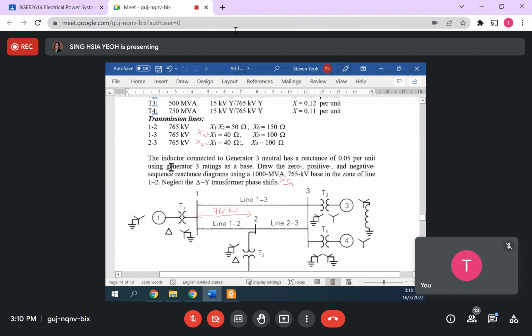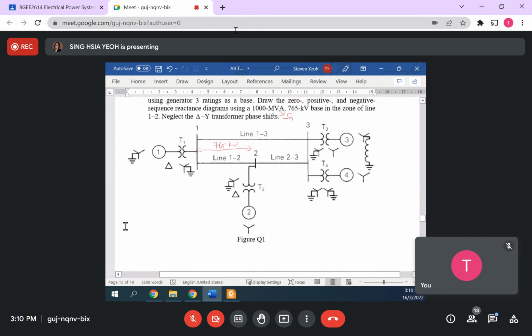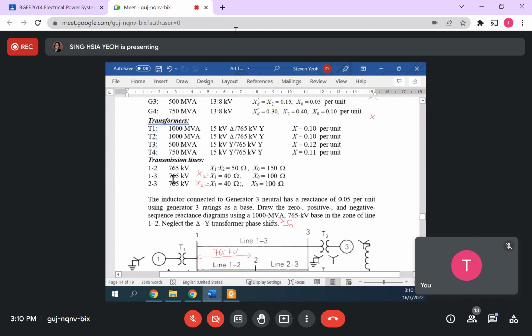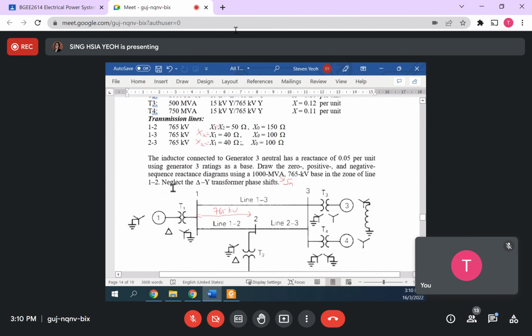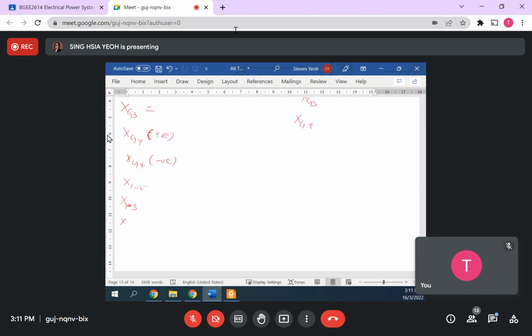Then we have the transmission lines: line 1, 2, line 1, 3, and line 2, 3. Line 2, 3 is basically the same as 1, 2. So line 1, 2 and 1, 3 equal 2, 3. Same here for the zero sequence: X0 1,2 and X0 1,3 equal X0 2,3.